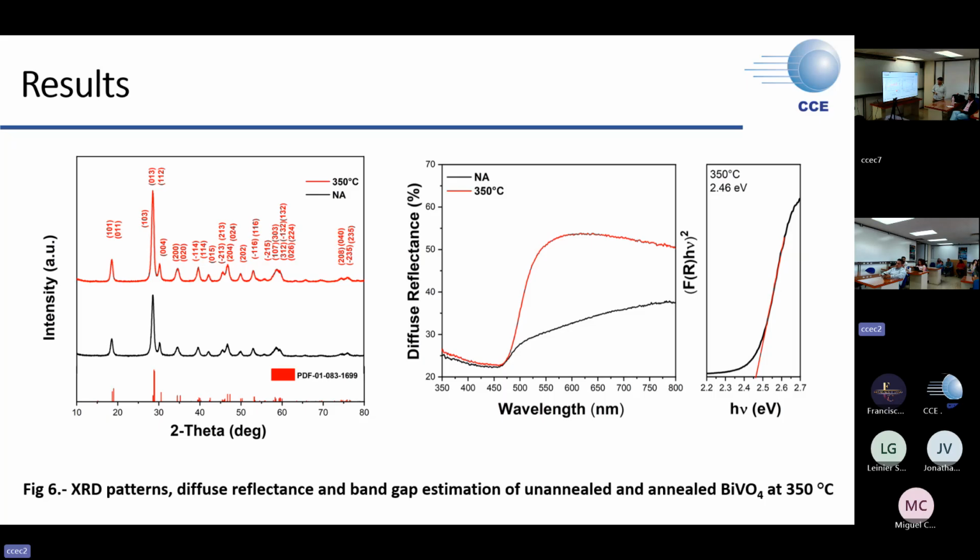These are the results. For example, in XRD, it's very important because we obtain only the monoclinic phase. We don't obtain signals related to the other phases. So the extract not only helps us to obtain a pure bismuth vanadate phase, but also with the monoclinic structure. We estimate the band gap by using diffuse reflectance. And as you can see, the band gap is more or less close to that reported in the papers.